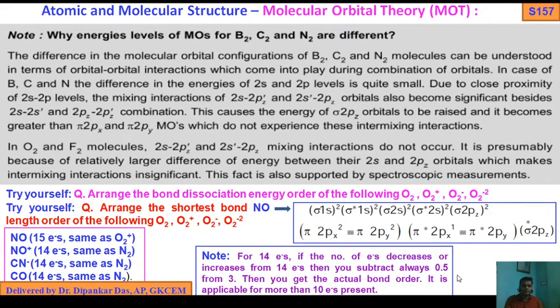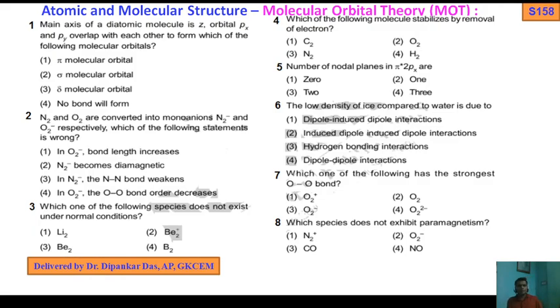Okay, next. So these are some MCQ questions. The main axis of a diatomic molecule is Z. Orbitals px and py overlap with each other to form which of the following molecular orbitals? Pi molecular orbital, sigma molecular orbital, sigma and delta molecular orbital, or no bond will form.